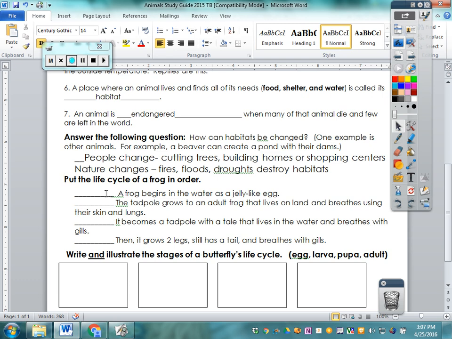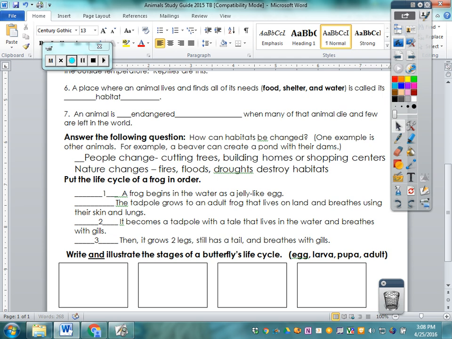So first, I would say this is number 1. It begins in the water like a jelly-like egg. That's true. And then it becomes a tadpole that lives in the water and breathes. Then it grows 2 legs and has a tail and breathes with gills. But finally, it becomes an adult frog.